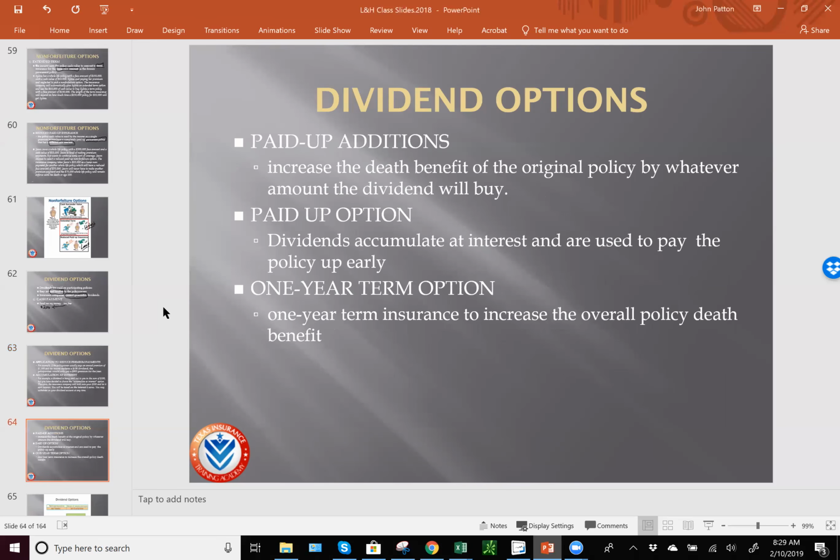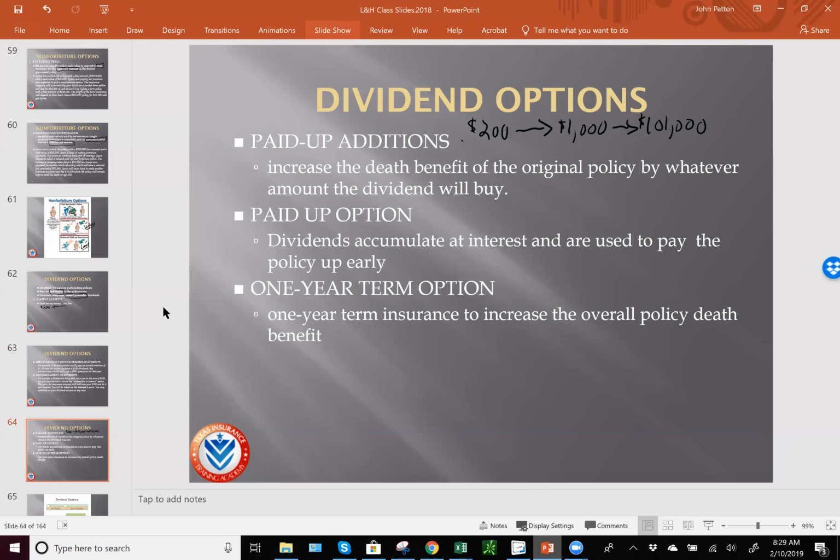Next, we have our paid up additions option. Paid up additions, I want you to think adding to your death benefit. You're going to increase the death benefit of the original policy by whatever amount the dividend would buy. So let's say under paid up additions that Mutual of Omaha has a $200 dividend. You say, I want to use it for paid up additions. Then that $200 might buy you, let's say, $1,000 of paid up insurance. So now, instead of a $100,000 policy, you have a $101,000 policy. So paid up additions, you're adding to your death benefit.